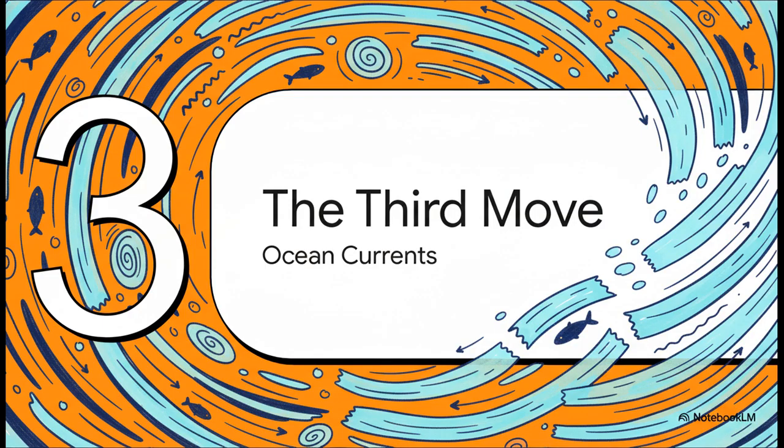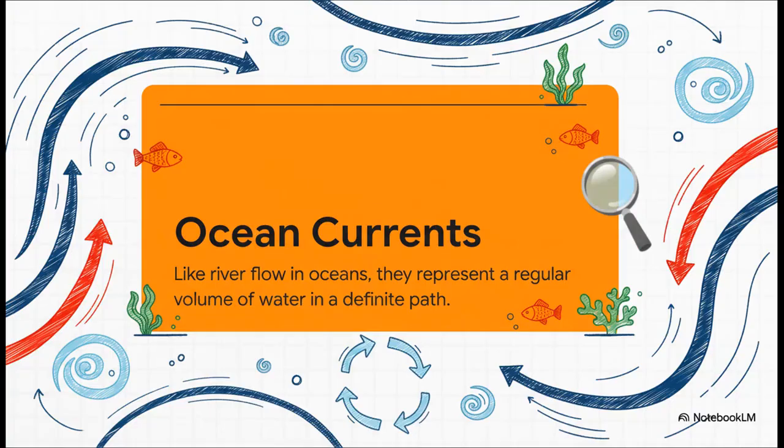Let's talk about the giant, invisible rivers flowing inside the ocean itself, the ocean currents. Yes, you heard that right. There are giant rivers flowing inside the ocean. They carry huge amounts of water in a specific direction, always on the same path. Some of these ocean rivers are warm, and some are cold, and they are always moving.